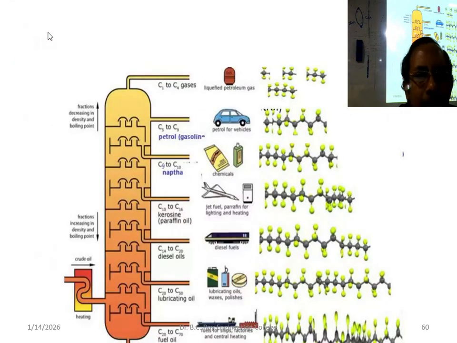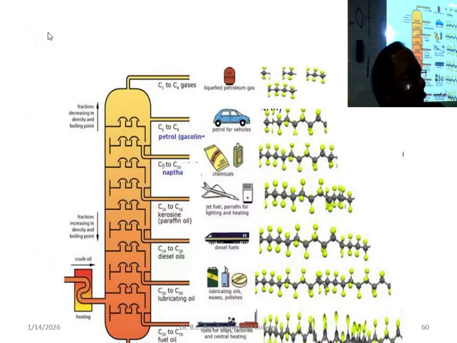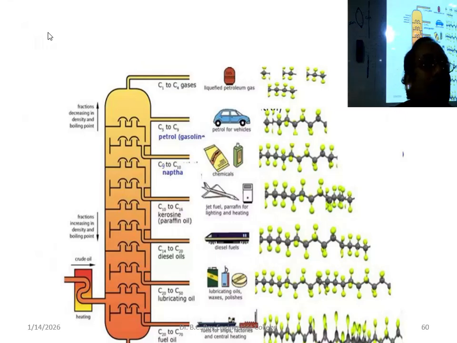So we are talking about petroleum. Petroleum has different fractions, components. According to this tower, if you observe, from the topmost vent the gas is going out, that is C1 to C4. C1 to C4 we are separating again.